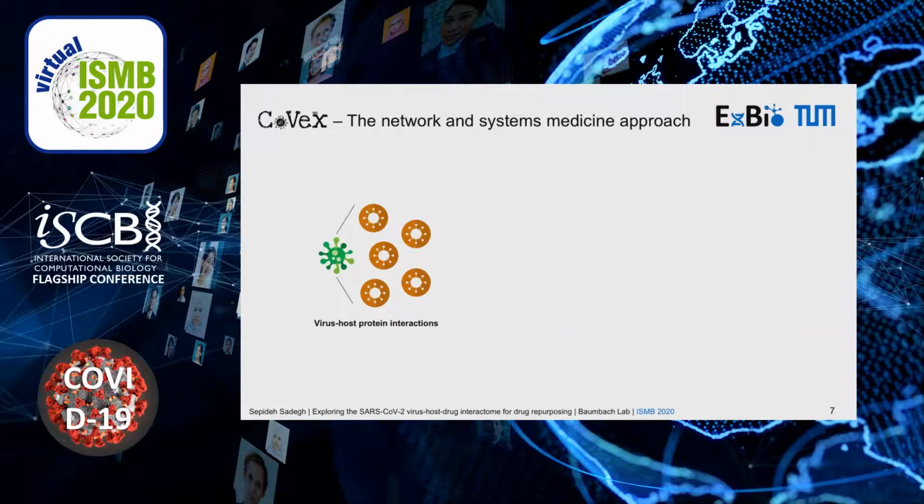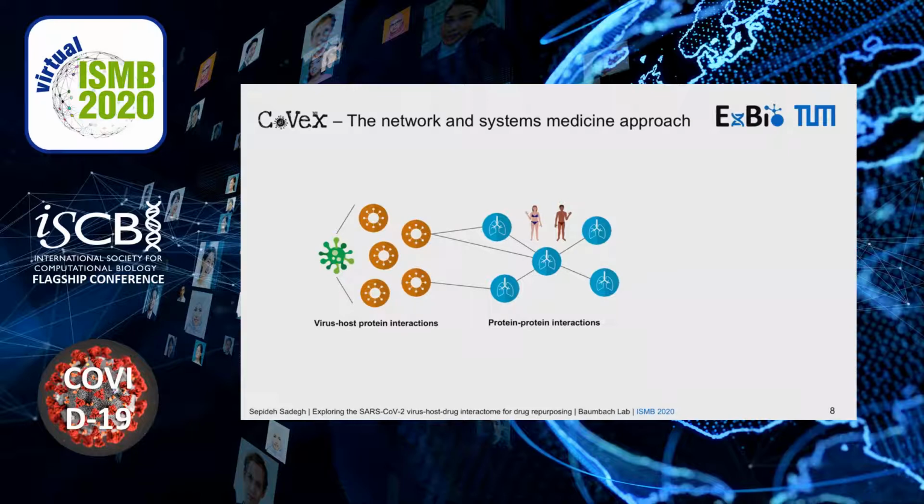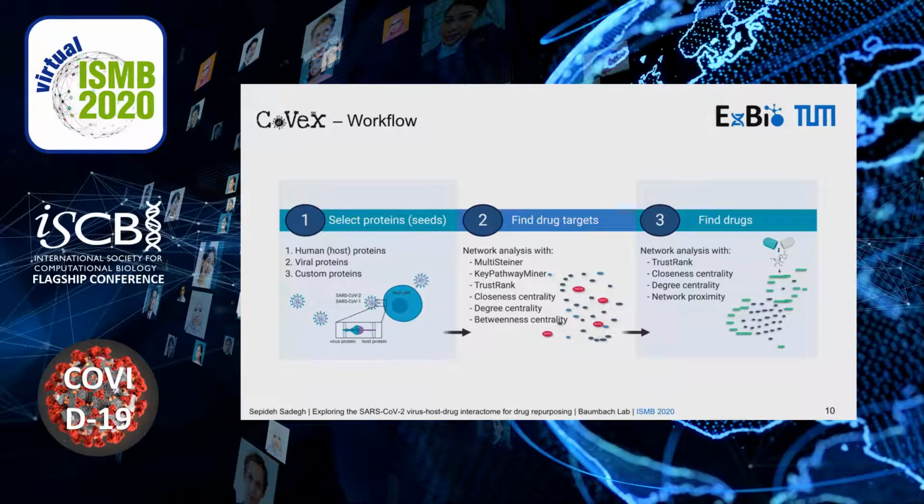In the COVEX web application, we use experimentally found interactions between the SARS virus and human host proteins in combination with protein-protein interactions that occur in the human cells and protein targets of already known drugs. The analysis always starts with a set of proteins which have to be selected by the user. Here, expert knowledge about virus replication, immune-related biological processes, or drug mechanisms can be applied to compile a set of host or viral proteins, referred to as seeds.